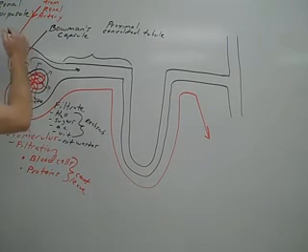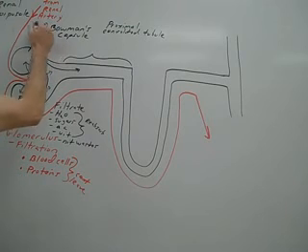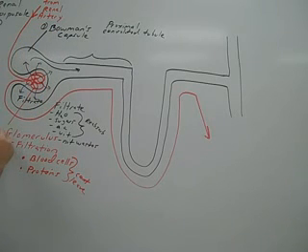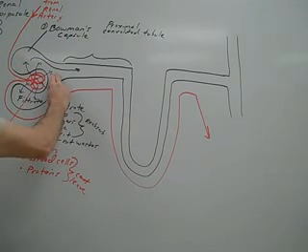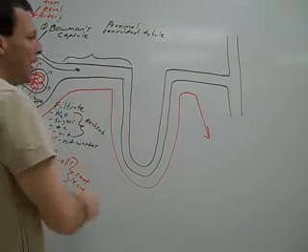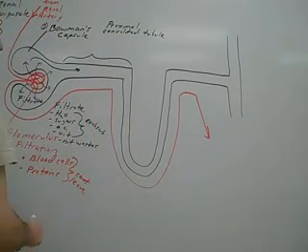The renal corpuscle is made up of Bowman's capsule and the glomerulus. So that's the renal corpuscle. As the filtrate leaves the renal corpuscle, it enters the next part, and that next part is called the proximal convoluted tubule.